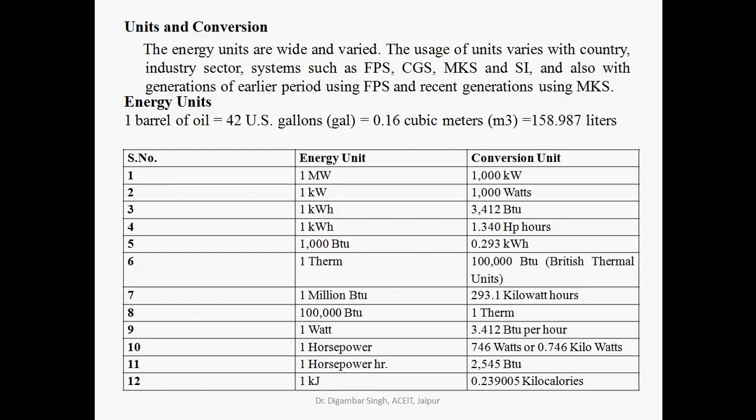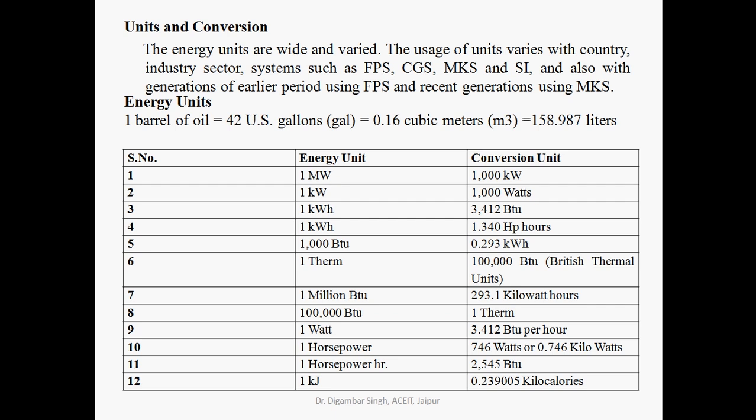And these are the units and conversions, where any quantity is converted to other units. That means energy units are converted among MKS, CGS, FPS. So in this topic, the energy unit: 1 barrel of oil is 42 US gallon, or equal to 0.16 cubic meter, or equal to 158.987 liters, or approximately 159 liters. So it means 1 barrel of oil is equal to 159 liters.